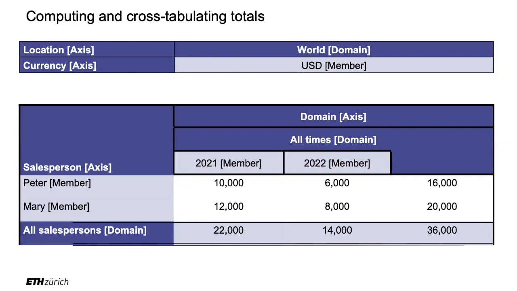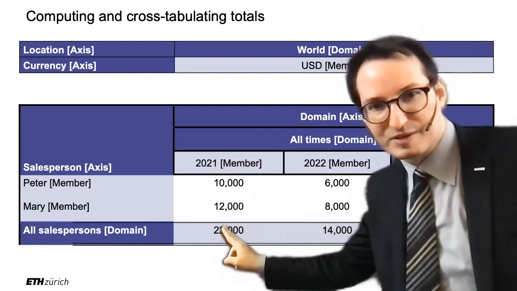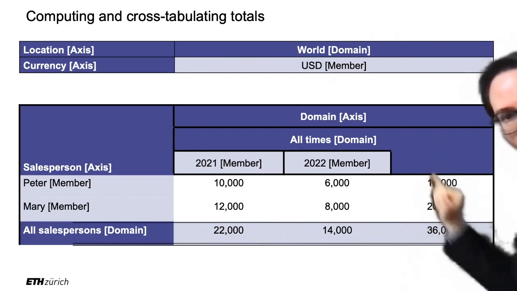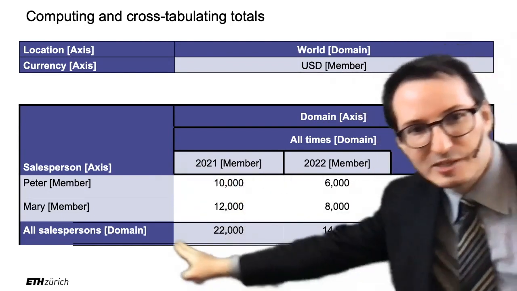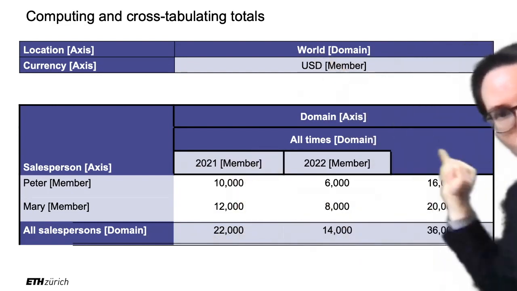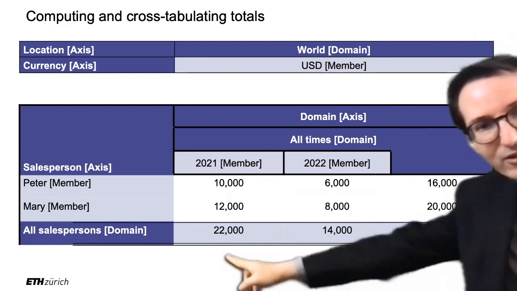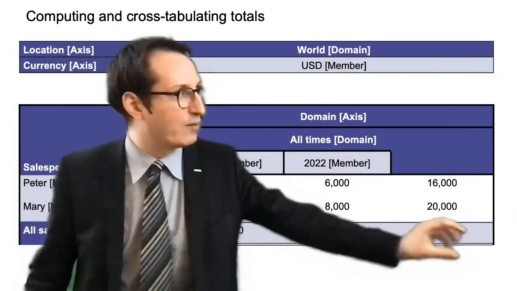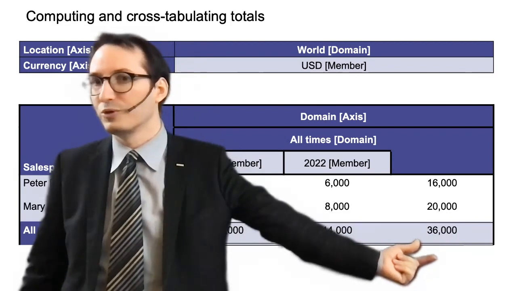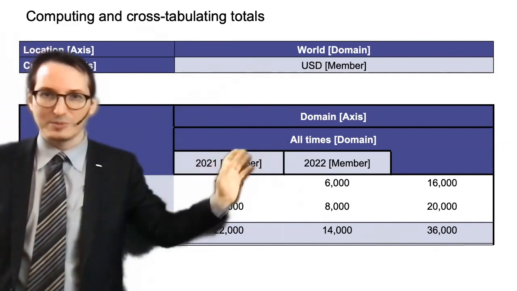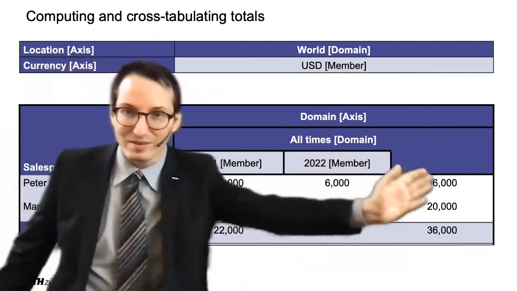10 plus 12 gives you 22, and 10 plus 6 gives you 16. Right? So this 16 is for all times, but only Peter. 22 is all salespersons, but only 2021. And here you have the grand total, that is the whole world, the whole period, and the whole team, right? So this is the sum of absolutely everything. In fact, this is your whole cube. This is the sum of the whole cube. But you see what we did here. Here we only looked at the whole world, but for all times, we look both at the individual values and at the total over there.